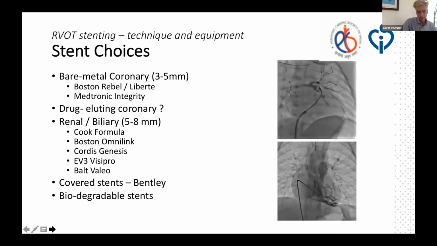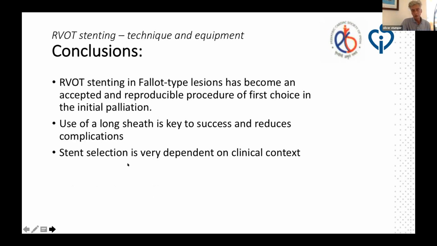So in conclusion, RVOT stenting in Fallot-type lesions has become an accepted and reproducible procedure, first choice in the initial palliation. I think the use of a long sheath is key to success and reduces complications. And stent selection is very dependent on clinical context.